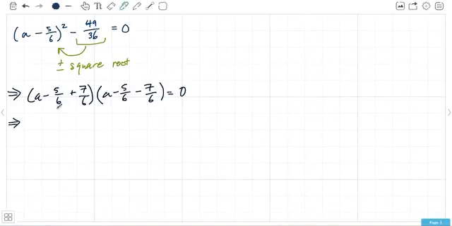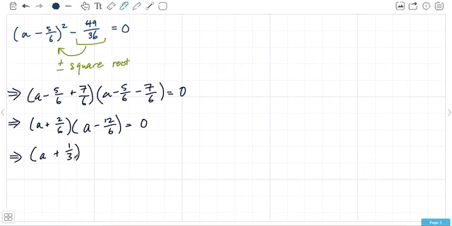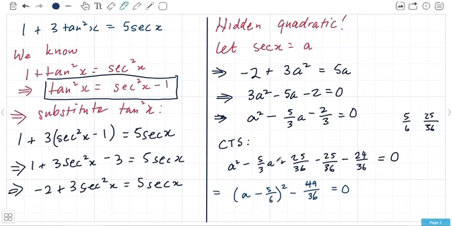Just simplifying that, we've got here negative 5 plus 7, so that's going to be plus 2 over 6. And this will be negative 5 minus 7, minus 12 over 6. And then just going to simplify that. A plus a third, a minus 2. Okay, so there are solutions. That's been factorised now. Okay, so if we go back, we know that what we had there was sec x equals a.